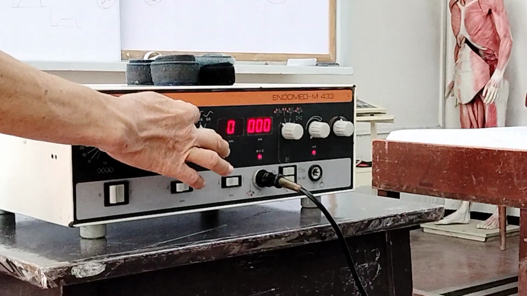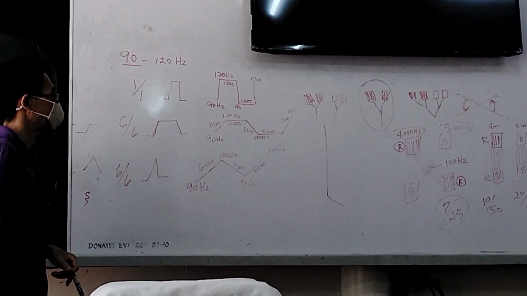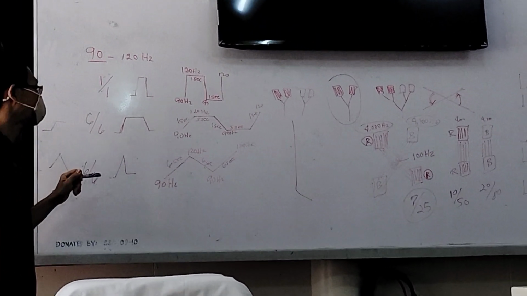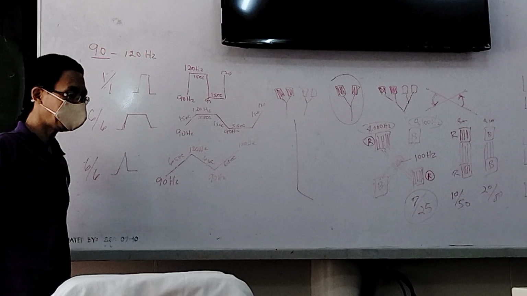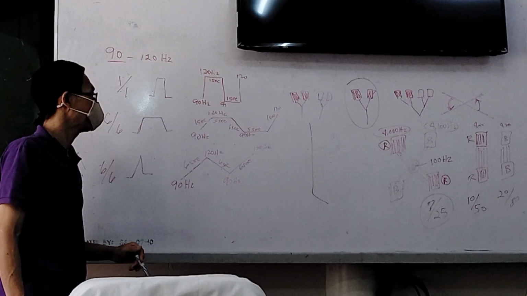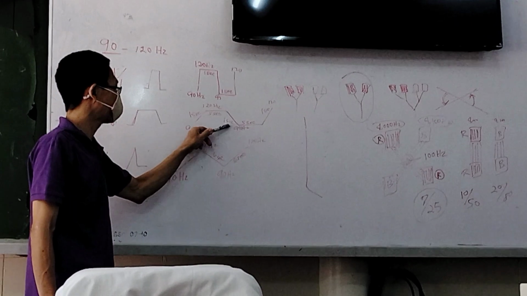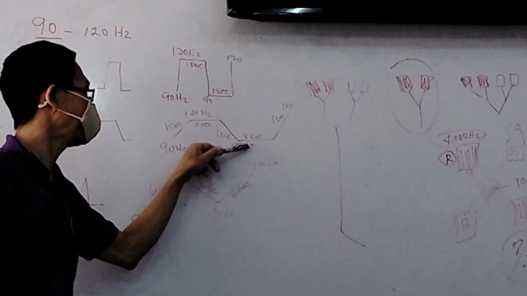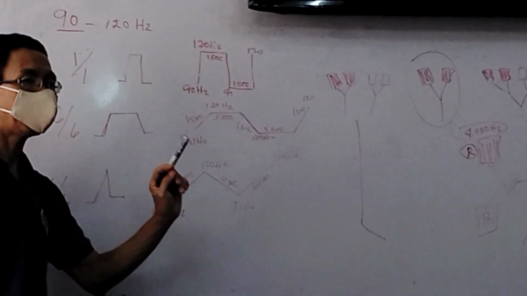The next one here, this one at the center. This is 6/6 and we usually call it trapezoidal. So what does 6/6 stand for? Okay. So again, from 90 Hz, it goes up to 120 Hz for 1 second. And then it will stay there at 120 Hz for 5 seconds. After that, it goes back to 90 Hz for 1 second. And it will stay there at 90 Hz for 5 seconds. So if you add 1 plus 5, it is 6.